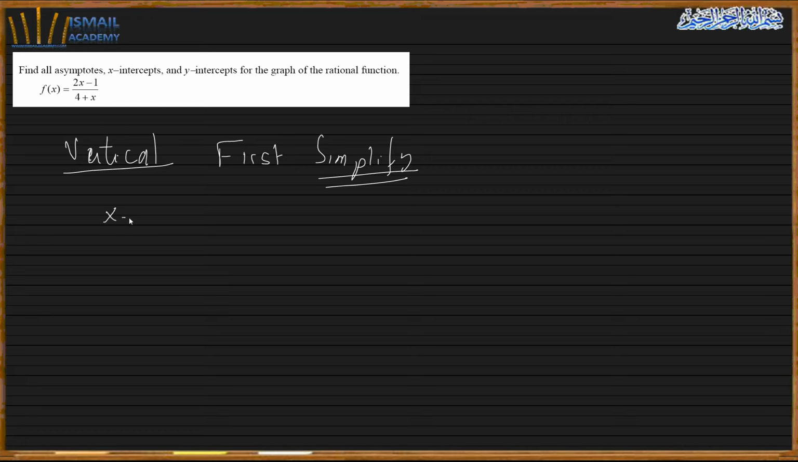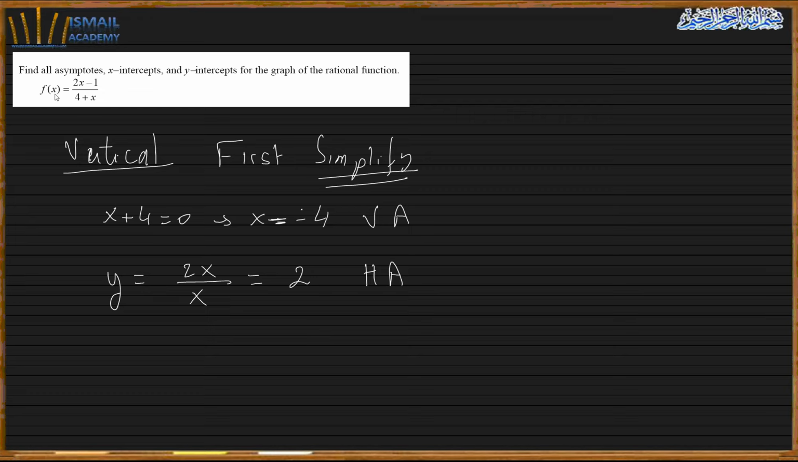I just make x plus 4 equal 0. That means x equals minus 4. So this will be my vertical asymptote. For my horizontal asymptote, again, the same way, simplify, then look for the horizontal asymptote. Again, here I cannot simplify because this is the simplest form. What I do, I just take the coefficient of the highest power, so it's going to be 2x over x. So this is the highest power, this is the highest power. Then I simplify, so I get 2. So this will be my horizontal asymptote.